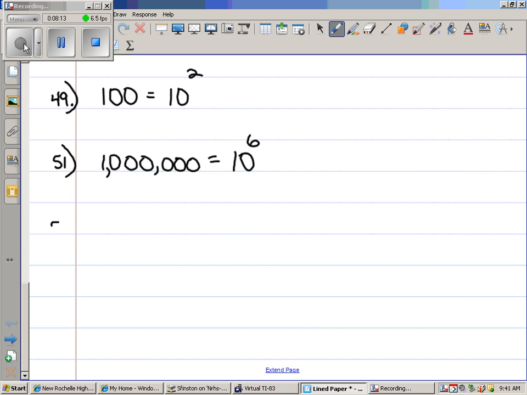Let's talk about 52. You could, but it's asking you to express this as a power of 10. So suppose you have 10 to the 5th times 100 squared, right? 10 to the 5th times 100 squared. I mean, the easiest approach is to do this.